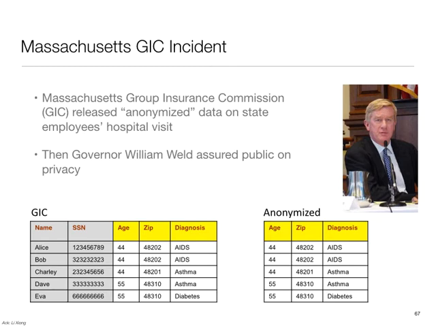And the governor then, a guy called William Weld, assured everyone that this is safe because guess what? They had anonymized it. The original data set would have name, SSN, age, zip code, diagnosis. And what these people did was they said, okay, we are going to remove the PIIs, so we are going to remove name and SSN. We are going to just publish age, zip code, and diagnosis.